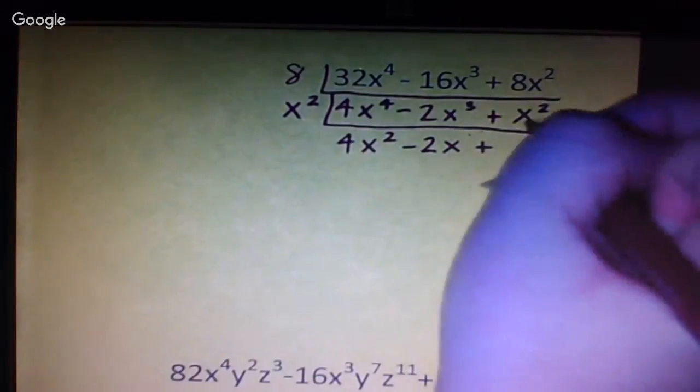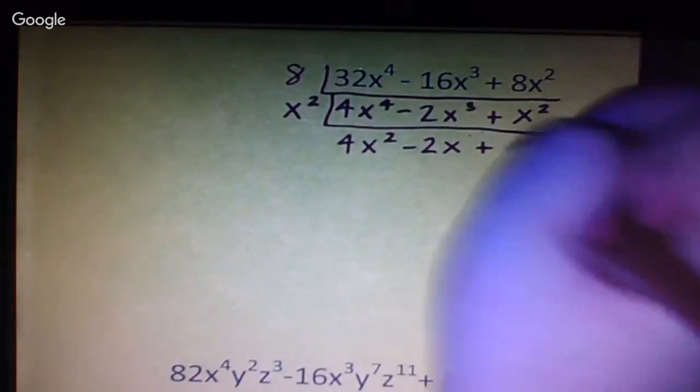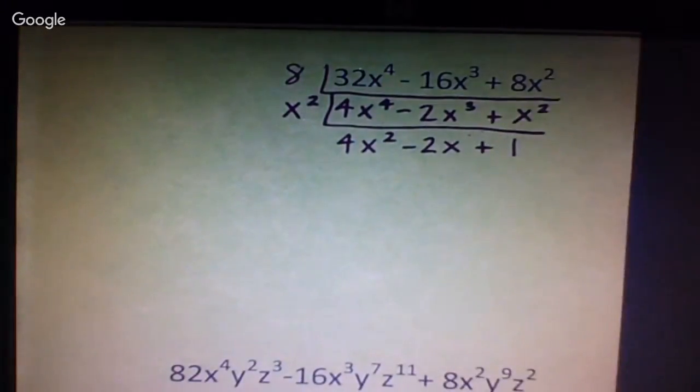Okay, be careful when you remove everything. It's a 1. Remember, you have that unwritten coefficient there. You cannot lose that. So when you take away all the variables and there was no coefficient left, don't forget to put your 1. Okay?